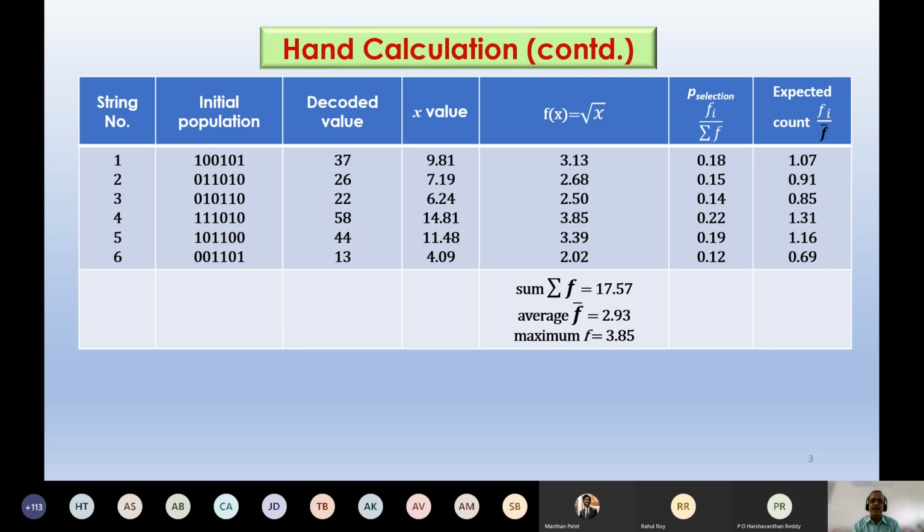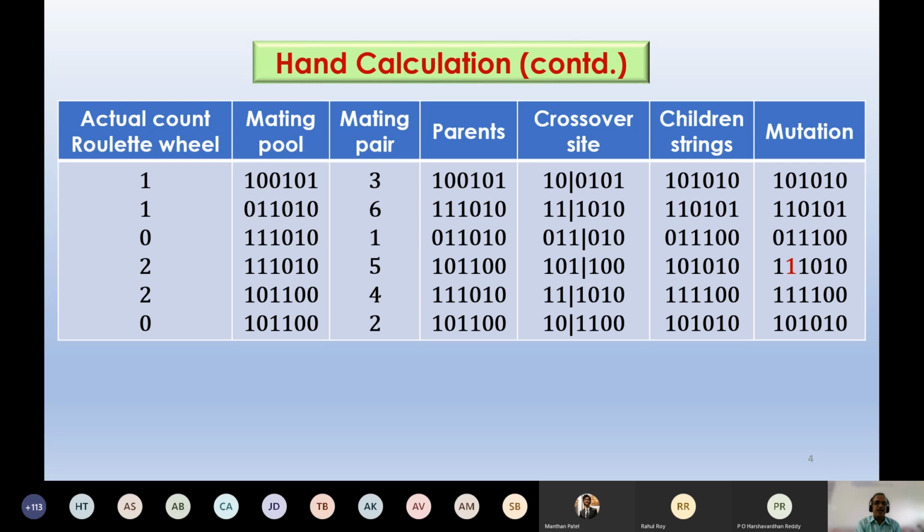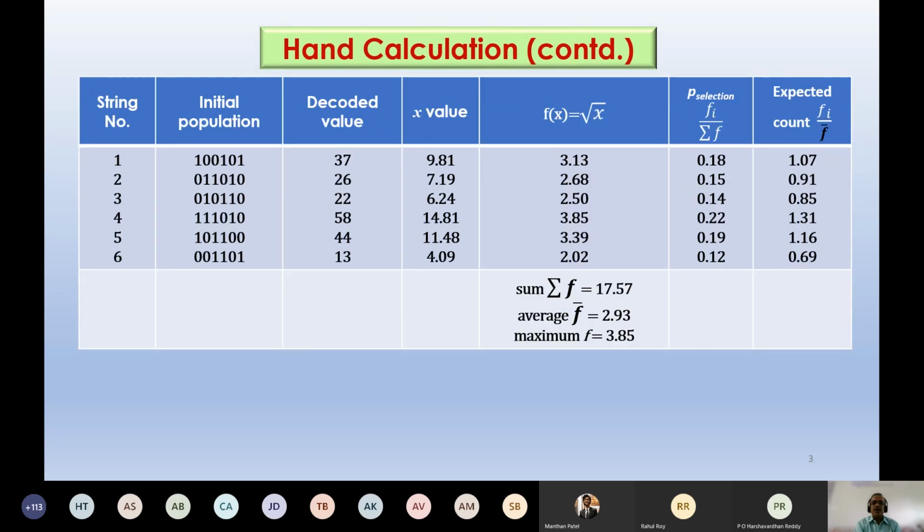And once you have got the real values of the variable, you can very easily find out the fitness value or the value of the objective. Square root of 9.81 is 3.13. Then square root of 7.19 is 2.68. Square root of 6.24 is 2.50. Square root of 14.81, 3.85. Here you will be getting 3.39. Here you will be getting 2.02.